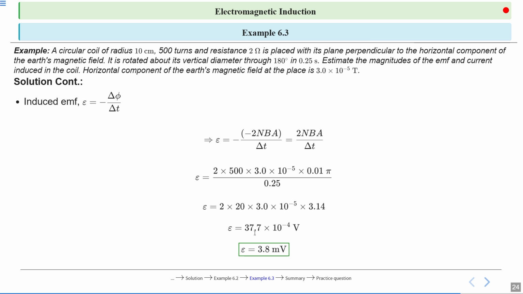And we can shift this decimal. It will result in 3.77 × 10^-3 volt, which is approximately equal to 3.8 millivolt.